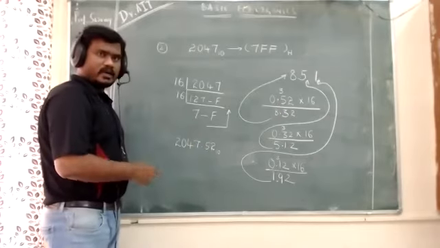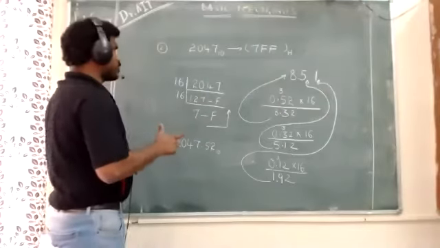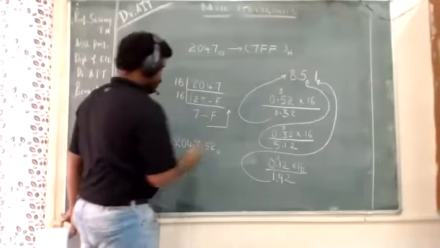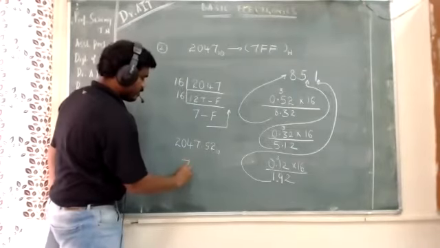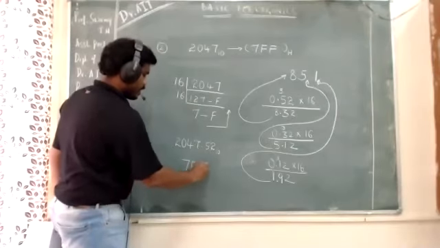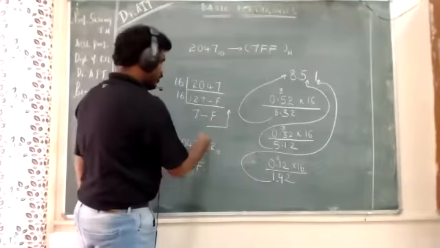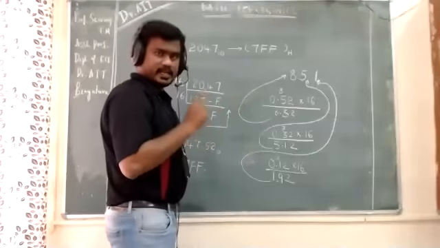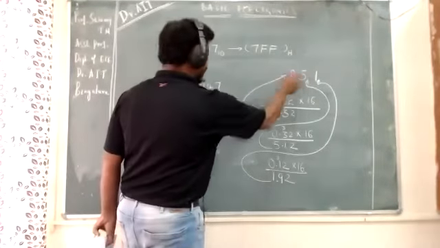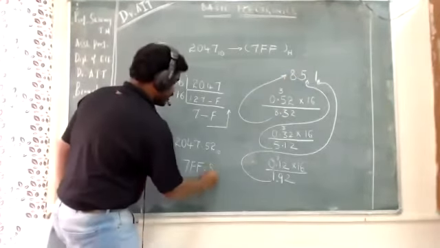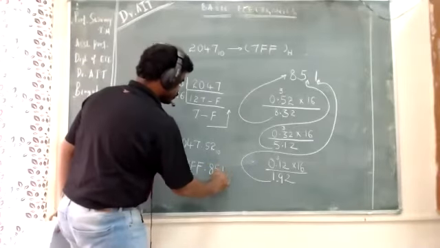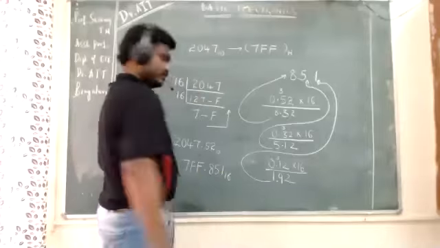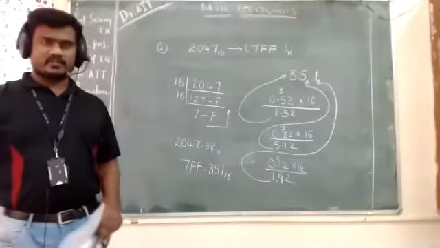So now for this decimal number 2047.52, what is the hexadecimal equivalent? For 2047, the hexadecimal equivalent is 7FF. And for 0.52, what is the hexadecimal equivalent? The hexadecimal equivalent for that is 851. And this is in hexadecimal. I hope this example is clear for you all.